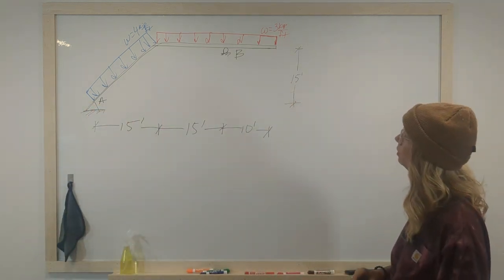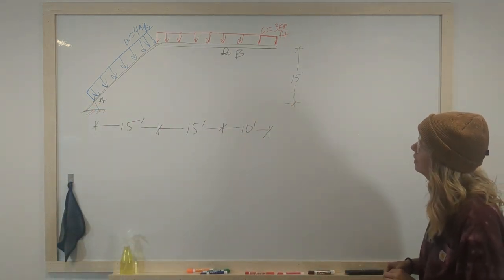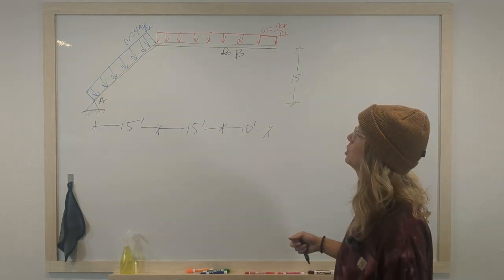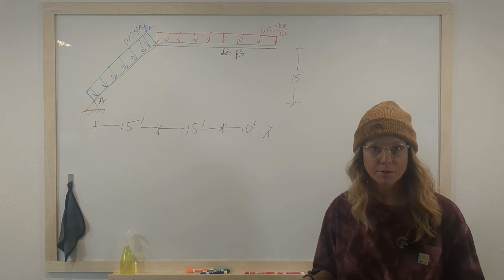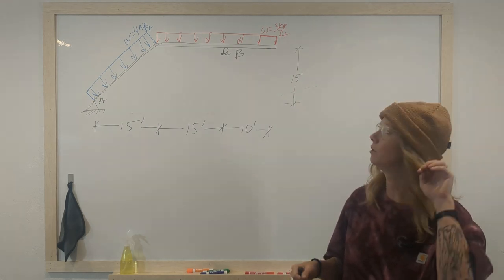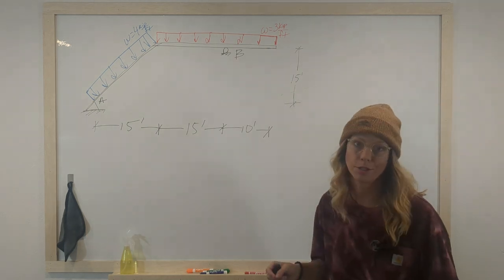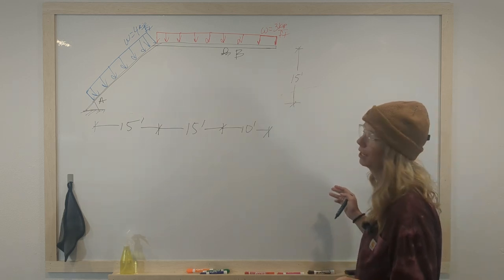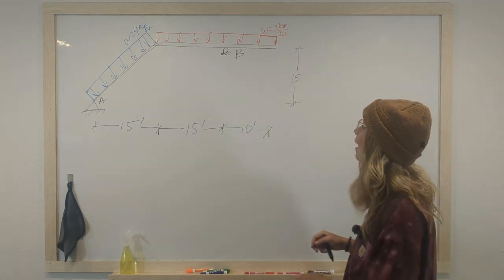Alright, so let's look at this, which doesn't really matter for this one, but when you get into drawing shear moment diagrams for frames, that's when it does become an issue. But for this one, we just get to consider that a rigid piece. So this is one frame.